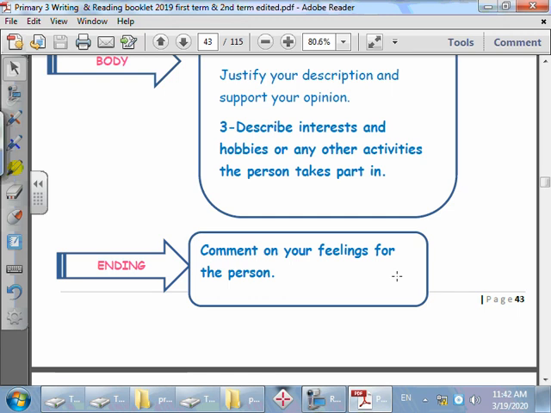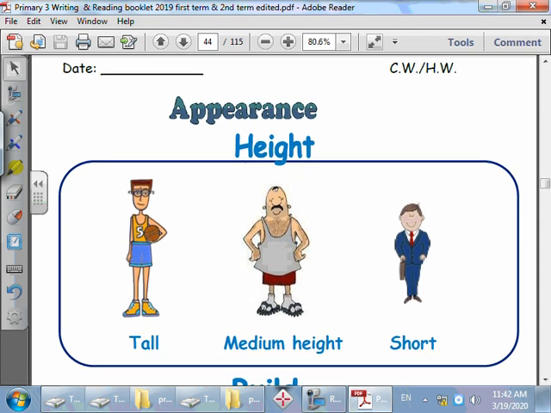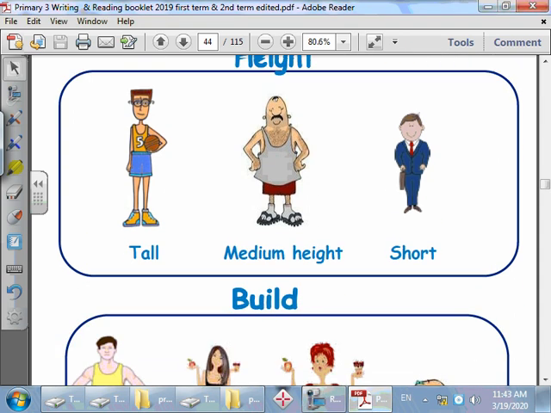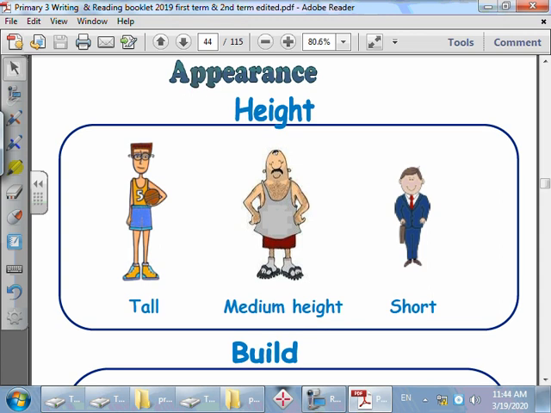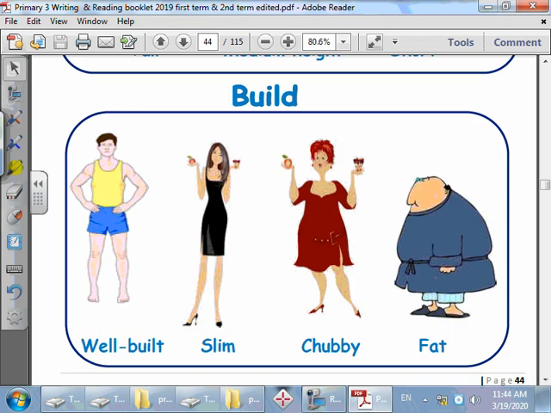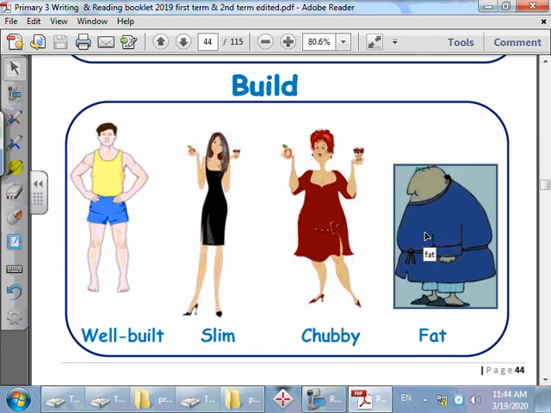Okay? So, now I want you all to open your writing booklets to page number 44. Okay, so you all opened your booklets. Now, here you can see the height. When you talk about the appearance, the first thing you talk about is the height. Is he tall, medium height, or short? So when you describe the person and the height, you say, for example, tall, medium height, or short. Next, the build, his body.